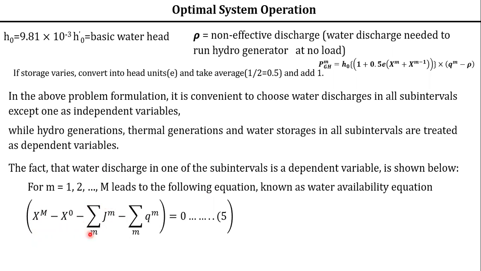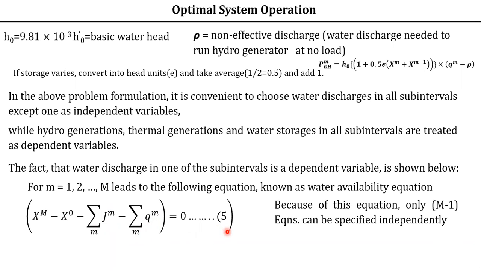And why are we using the summation? Because this is discretized. This water inflow is different for different subintervals. So for the total water flow, you have to add up all the subintervals. So that's why the summation. Similarly, discharge also we have to find out for each subinterval, is equal to 0. This is equation 5. Clear? So this is the water discharge in the subinterval we are having.